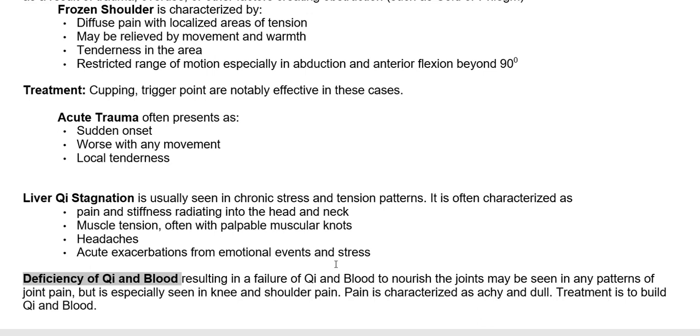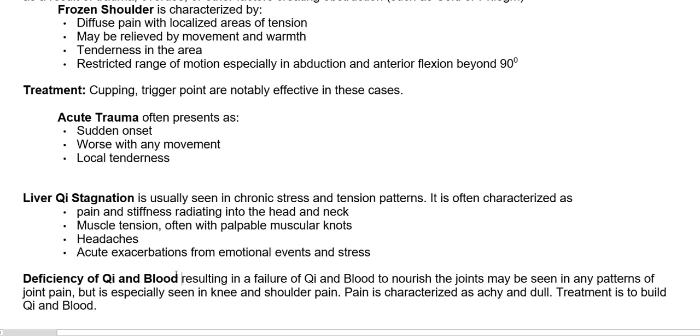We do see this insidious onset joint pain. So these are the patients that say, my shoulders hurt, and I don't exactly know why. Did you have a previous injury? No, there's not really a history of injury, but they ache, and they'll have some not quite restricted range of motion, but say, yeah, it hurts a little more when I do this, or here and there, it cracks and it pops a little bit. That's usually characteristic of deficiency of qi and blood.